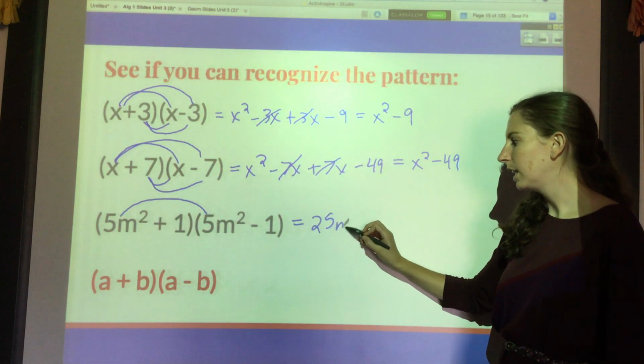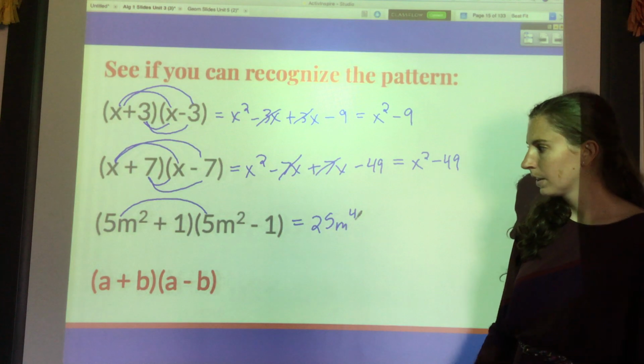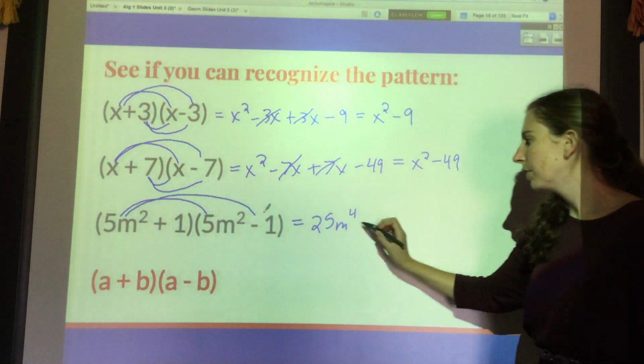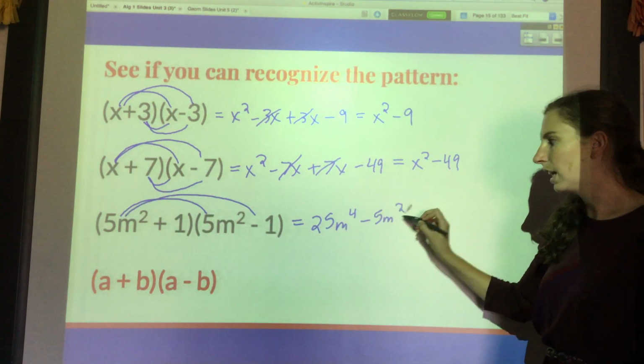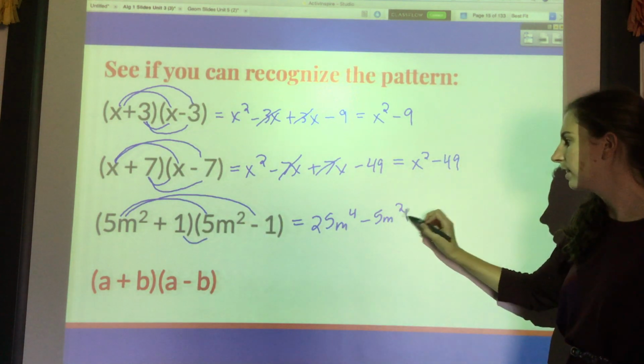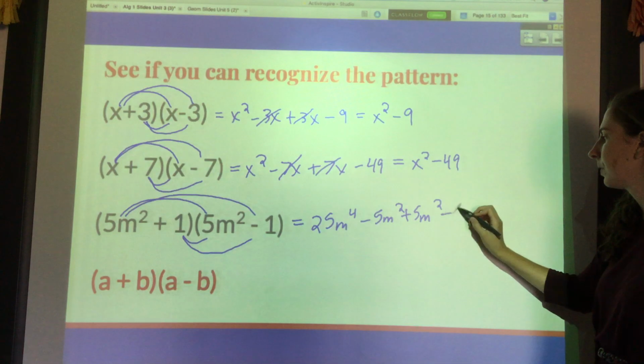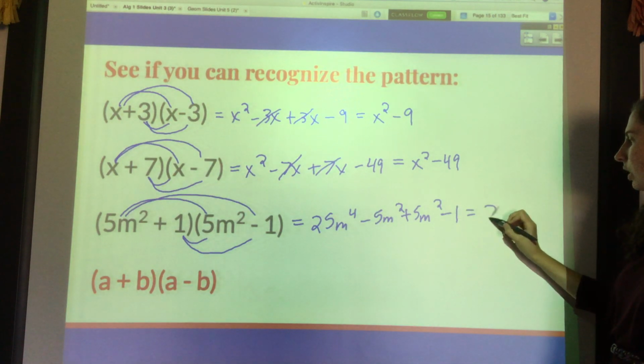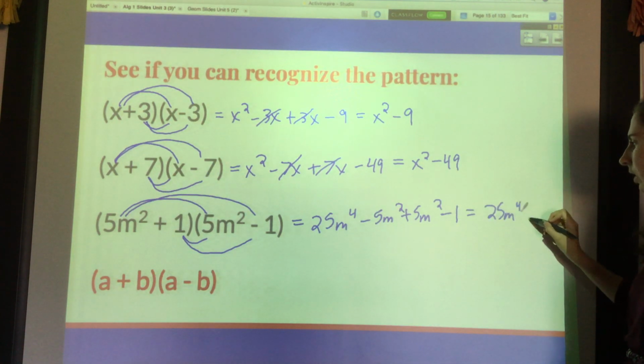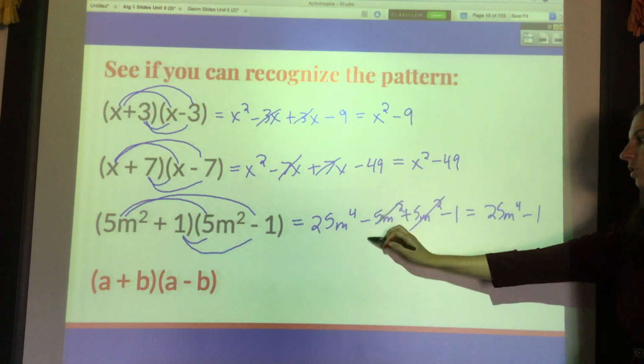On this one, I get 25 m to the fourth, minus 5m squared, and then plus 5m squared, and then minus 1, which simplifies to 25 m to the fourth minus 1 because these two cancel.